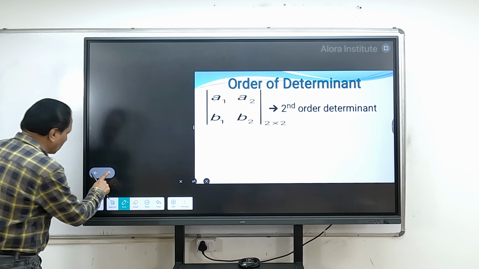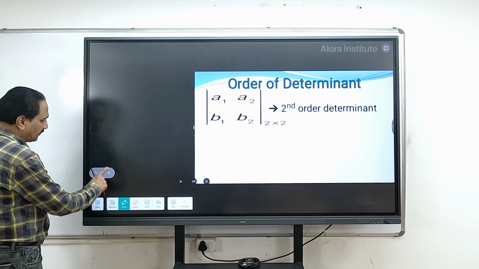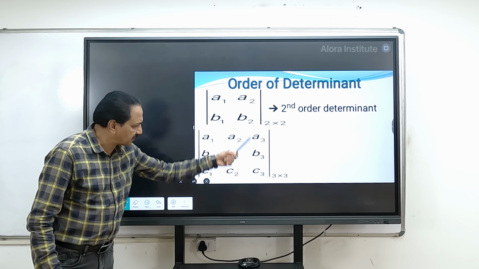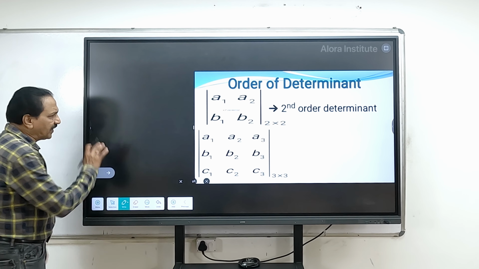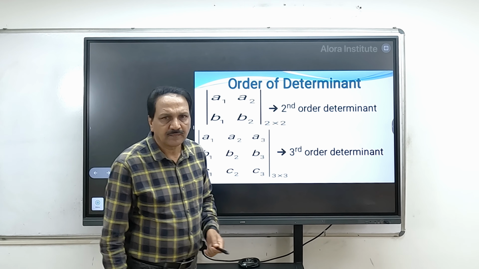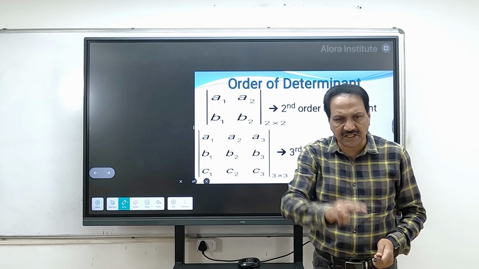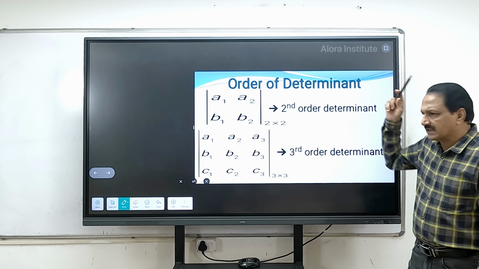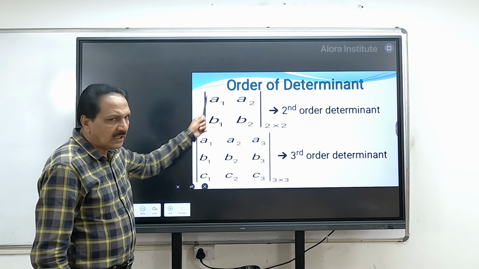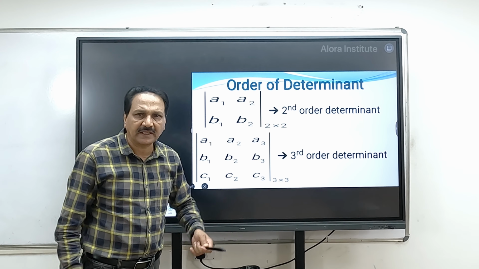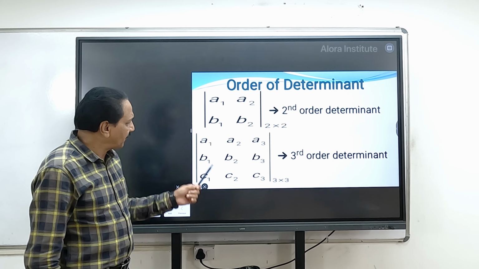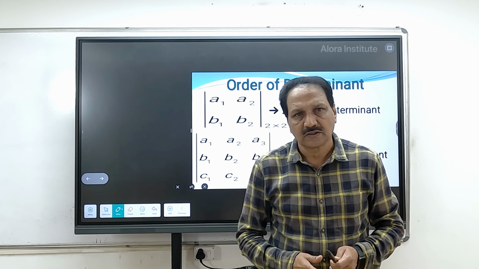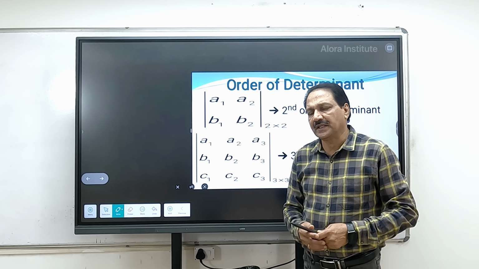Suppose if you go for the third order, look at this example here. You have got three rows and three columns, 3 into 3, and this we call it as third order determinant. In a determinant, if there are 3 rows and 3 columns, that's called as third order determinant. If there are 2 rows and 2 columns, that's called as the second order determinant. Earlier we have seen total number of elements in the second order determinant, 2 into 2, that's 4. Suppose if you go for the total number of elements in the third order, that is 3 into 3, 9. 9 elements are there. Find them.